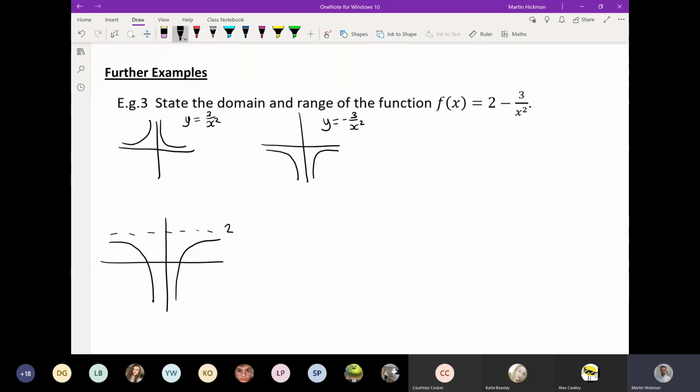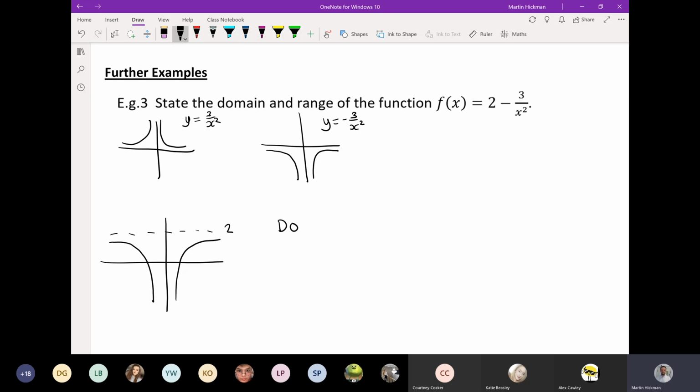3 over x squared is always going to be positive because you square x, so it's always going to be 0 or greater. But then because you're timesing it by a negative, it's going to make it always negative. So you're always doing 2 plus some negative number here. So from this sketch, this will help us determine the domain and the range.